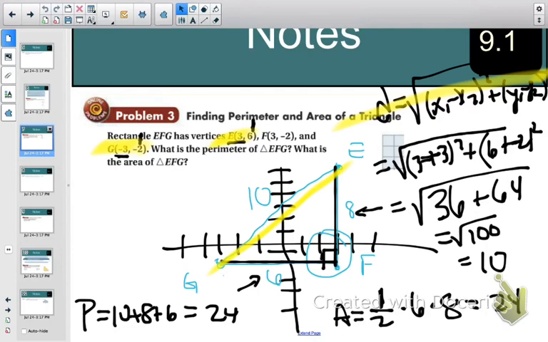Add those together to find the perimeter, which gives us 24. To get the area, I actually only need the 6 and the 8 because of the right angle right here. So this right angle tells us where the base and the height are. So the base would be 6, the height would be 8. So 1/2 times 6 times 8 is 1/2 base times height, which gives us 24 also. So the perimeter and the area are actually both 24. Perimeter would be 24 units, area would be 24 square units though.